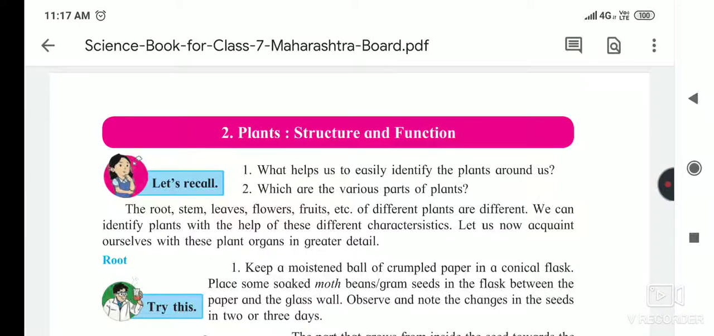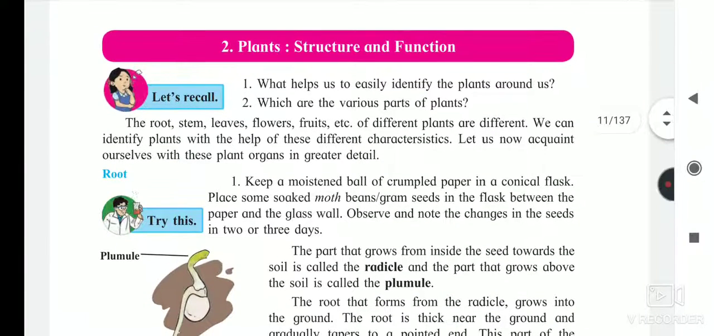Hello children, in continuation with the second lesson, plant structure and function. Today we will see about the fruits. First of all, we will quickly revise the lesson.